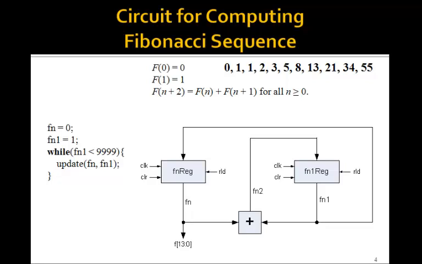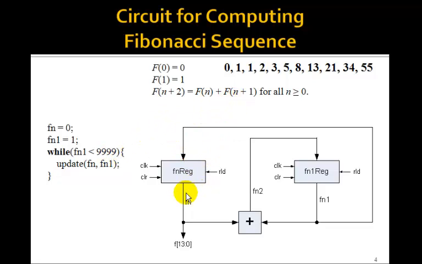Now, here's a circuit that we can use to compute the Fibonacci sequence. We want to set Fn to 0. That'll be the output, say, of this register, and Fn1, the output of this register, to 1. So we'll start with 0 and 1, and then we want to update the Fn and Fn plus 1 as long as the output Fn1 is less than 9999, say. And then we'll cycle back through.